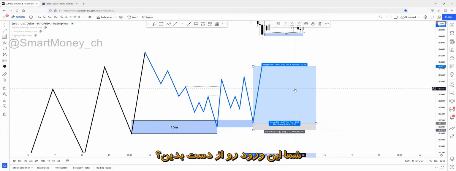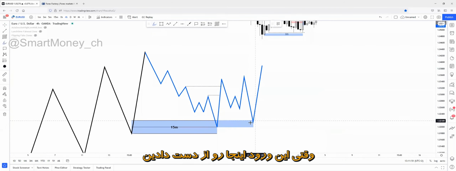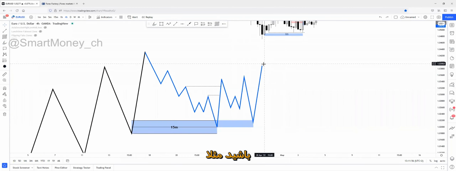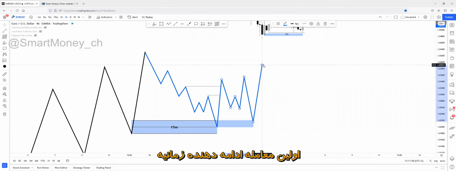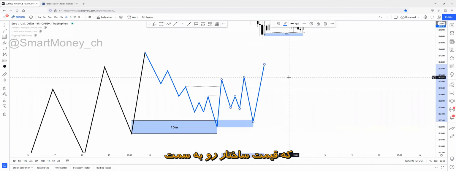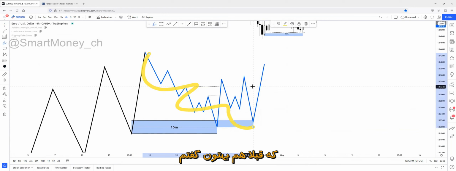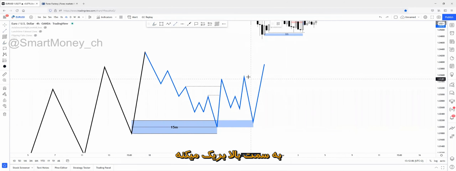What happens when you miss this entry? What can you do after you've missed this entry right here? Simple and easy. Look for cancellation trades. For example, the first cancellation type is when price creates a break of structure to the upside, right? So for example, this is the 1 minute structure. I even told you, this is the 1 minute structure. Price creates a break of structure here to the upside.